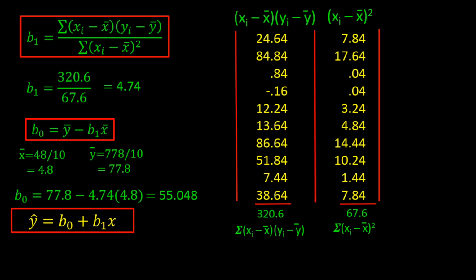Substituting B naught and B1 in this line, we get our y-hat line. Y-hat is equal to 55.048 plus 4.74 times x. Now we can use this y-hat line, also known as our line of regression, to predict any y for a given x value. We would just plug in the x value and out comes y-hat, the predicted y value.